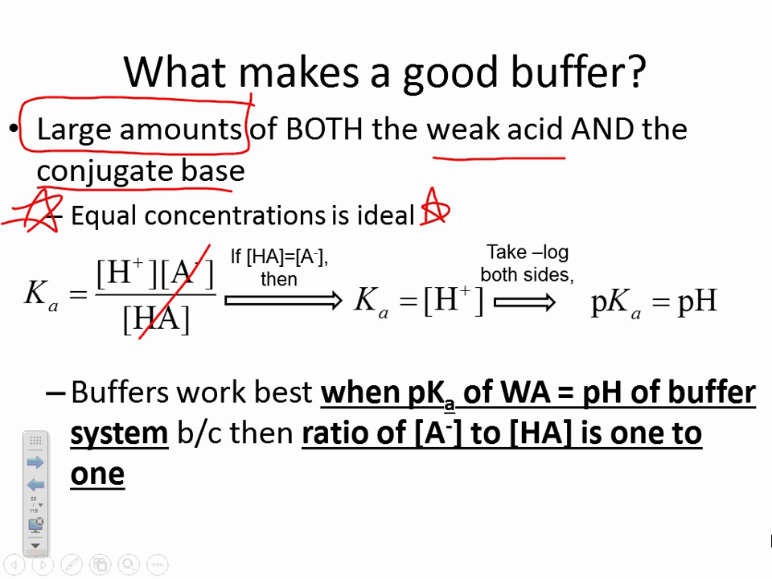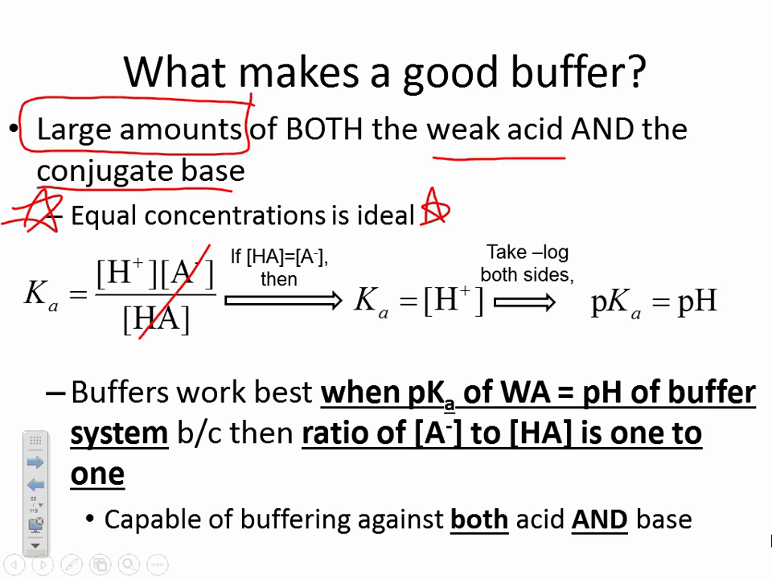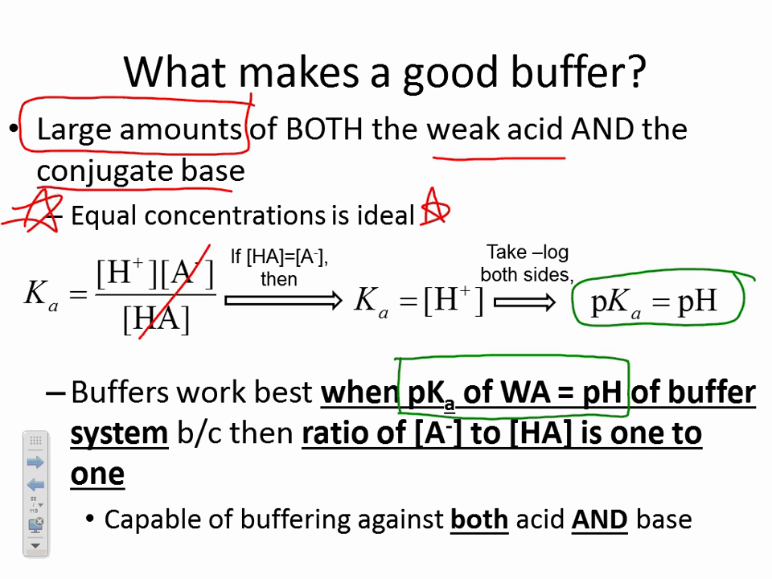If you have equal quantities of both your weak acid and its conjugate base, then you're going to wind up with this situation right here. Buffers work best when the pKa of the weak acid component of the buffer is equal to the pH of the buffering system. The reason is, if the pKa equals the pH, then you have equal quantities of HA and A-. Why do you want equal quantities of HA and A-? Because of this point right here.